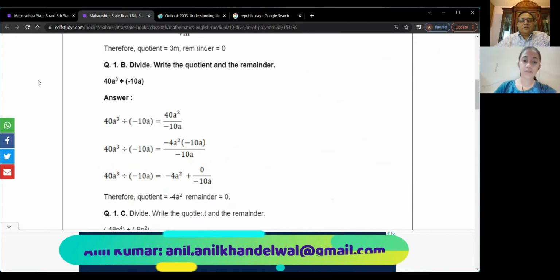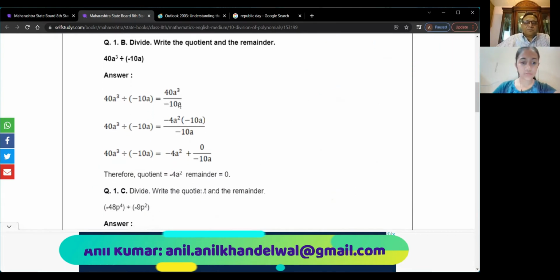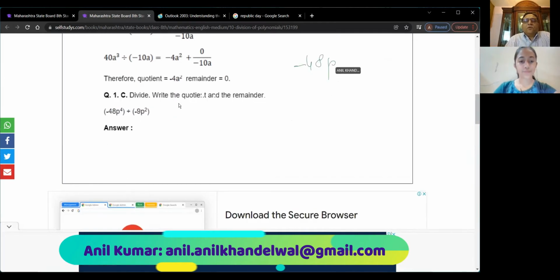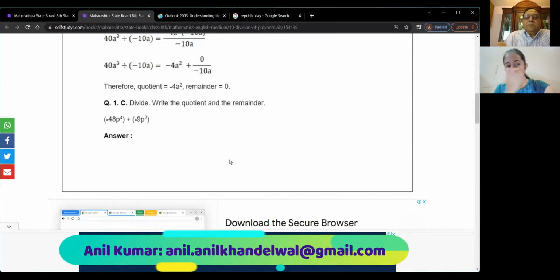So let's clear the screen and move on to the next question, please. This is very similar. We have minus 48 p to the power of 4 divided by minus 9 p square. Can you tell me the answer, please? Let me rewrite. Minus 48 p to the power of 4 divided by minus 9 p square.